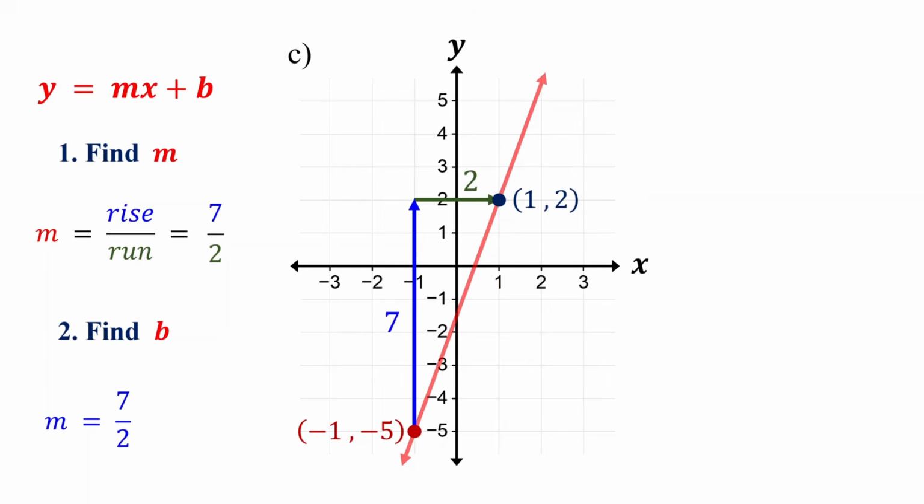The next step is to find the value of b using the slope and the coordinates of one of the points. You can use either -1, -5 or 1, 2. Because these points lie on the line, they satisfy the equation, which means we can substitute their values for x and y into the slope-intercept form. Let's use 1, 2, as both coordinates are positive, making it easier to work with. But using -1, -5 will also give the same answer.